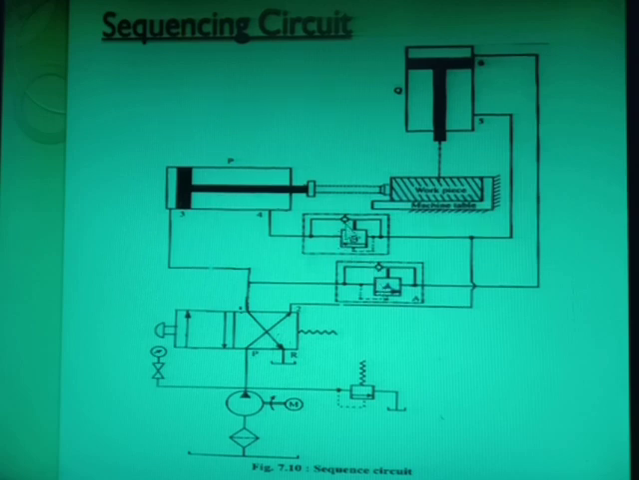These sequence valves are nothing but pressure relief valves with an integral check valve provided. So these two sequence valves we have used, and by using the 4x2 direction control valve we sequence the operation of the two actuators. That we have also finished.